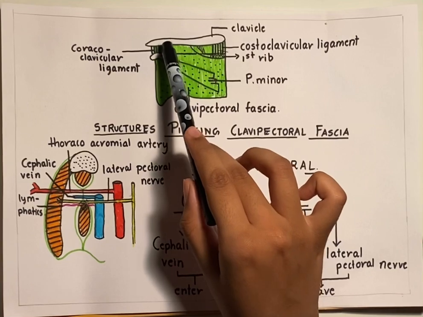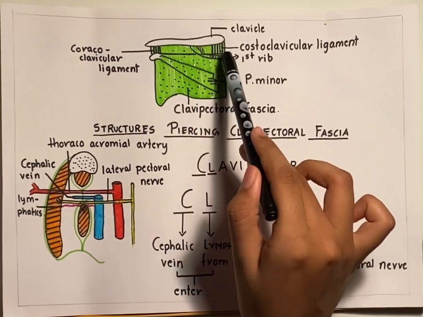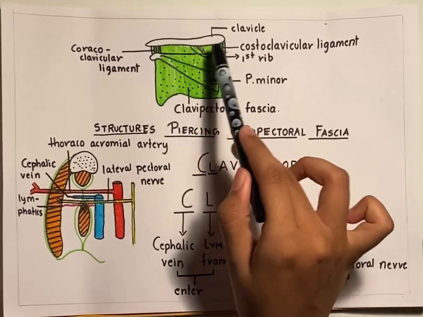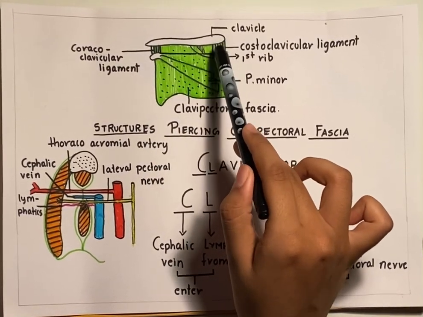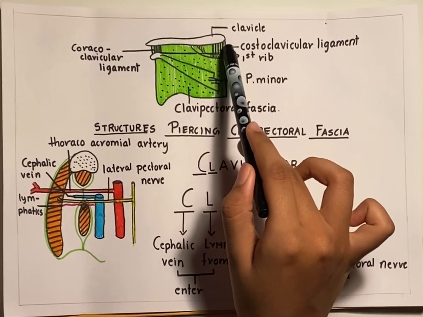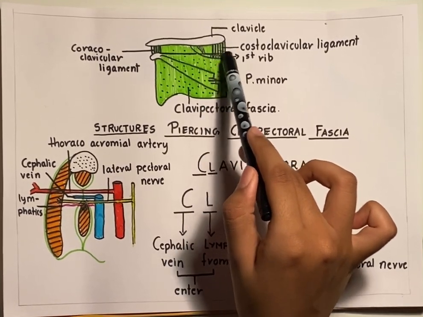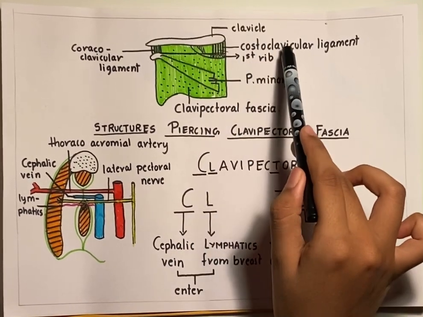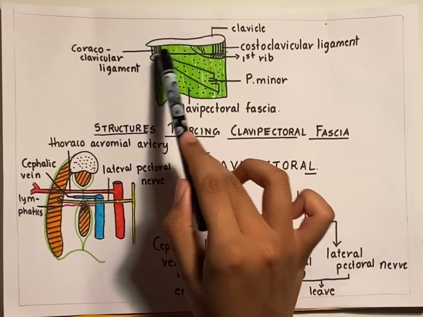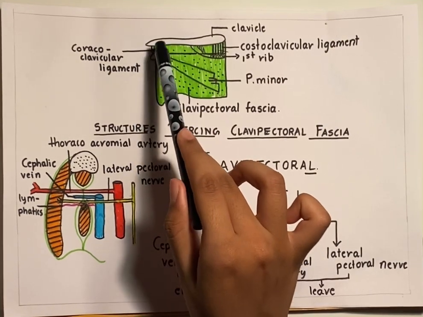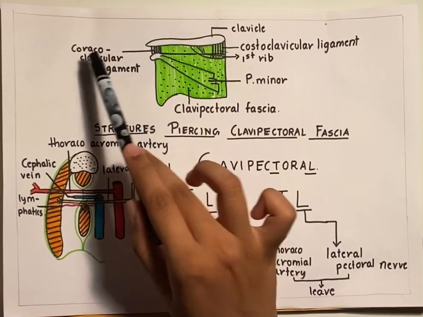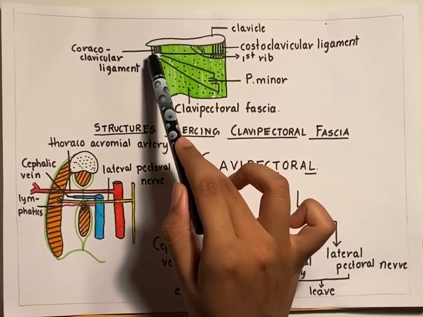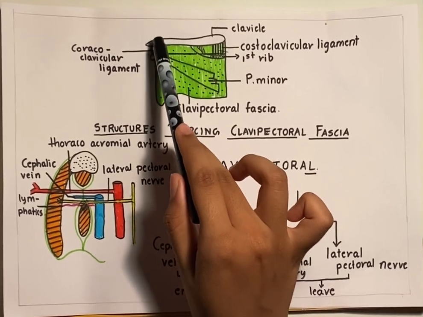As you can see in the diagram, here we have our clavicle, here is the first rib, the coracoid process. Here is the costoclavicular ligament. As the name suggests, it is attached to the first costal cartilage and the clavicle. Hence the name costoclavicular ligament. Now, laterally, you will find the coracoclavicular ligament. The coracoclavicular ligament, as the name suggests, is joined to the coracoid process as well as to the clavicle.